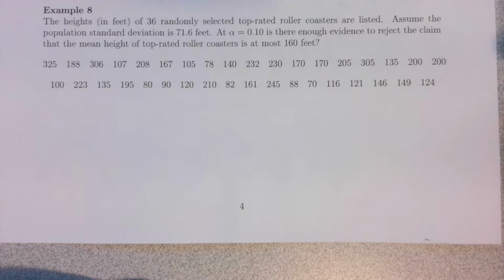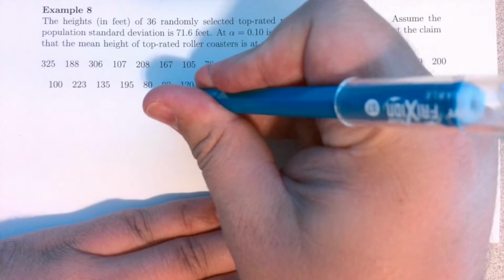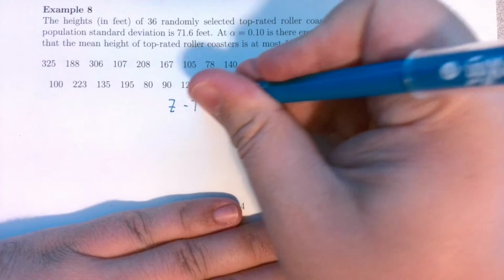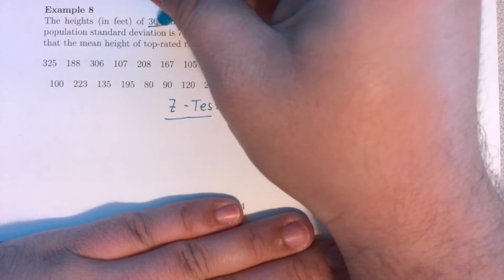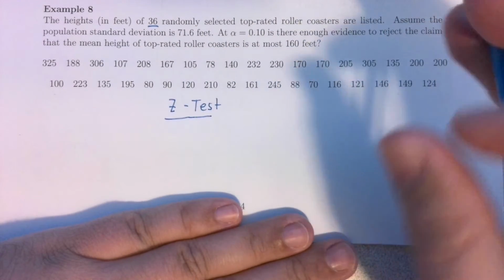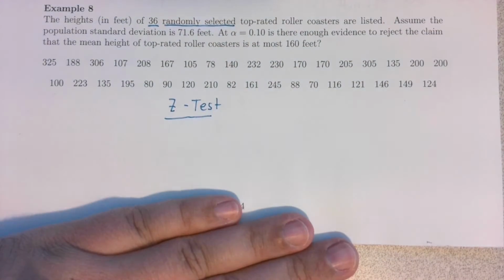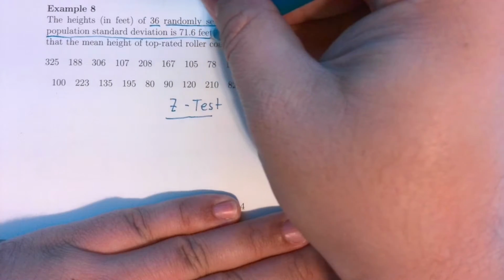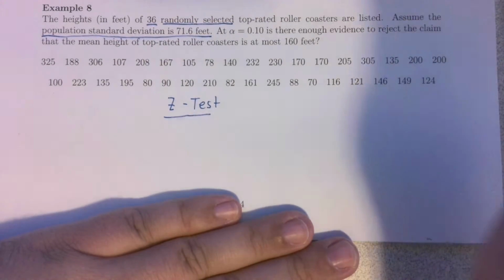So this one we're testing a mean about a claim. So that's going to be a Z or T test. This will be a Z test because n is bigger than 30. We randomly selected, and the population standard deviation is 71.6 feet. That's how we know we've got a Z test.